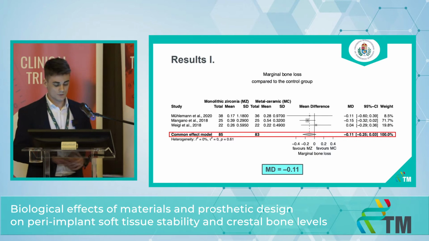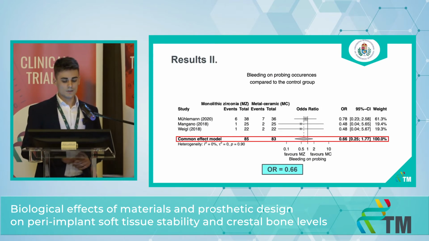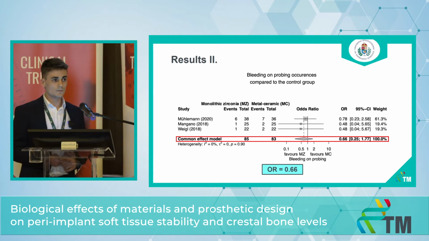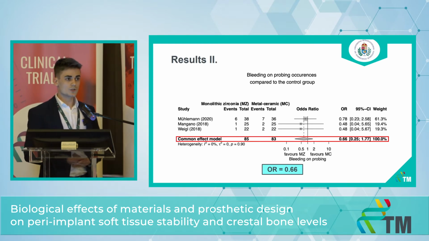It is also important that all of our records were RCTs with the same methodology, and the I-square test shows low heterogeneity. The next result is bleeding on probing occurrences, indicating soft tissue health, and is measured by a periodontal probe. Here we can see that the odds ratio is 0.66. That means in the monolithic zirconia group there were approximately one third fewer bleeding occurrences, but because of the short-term follow-up period, this is not clinically relevant.